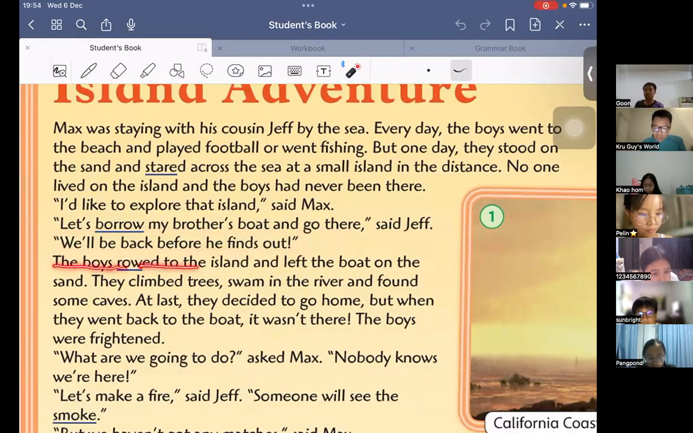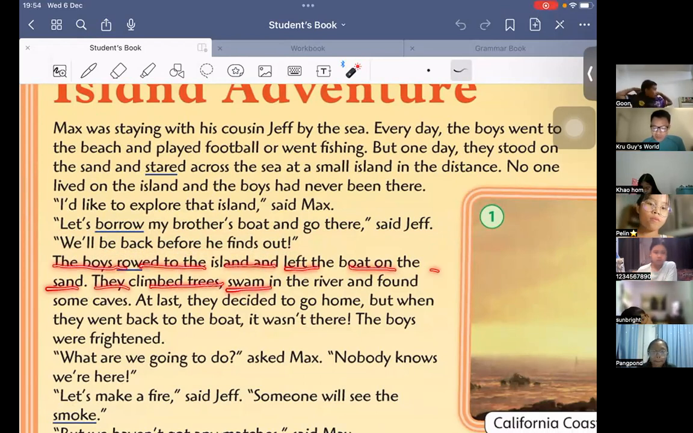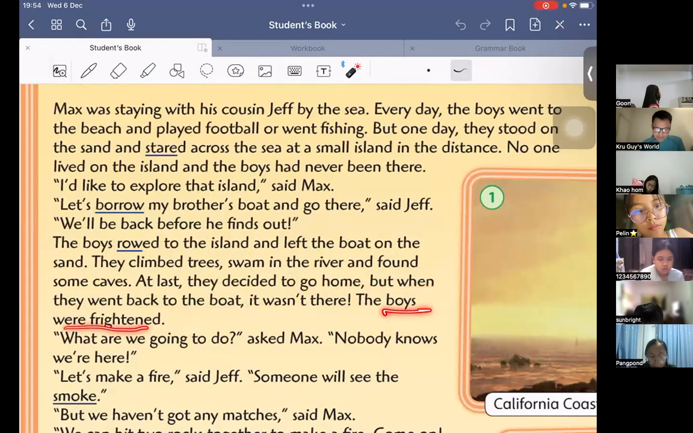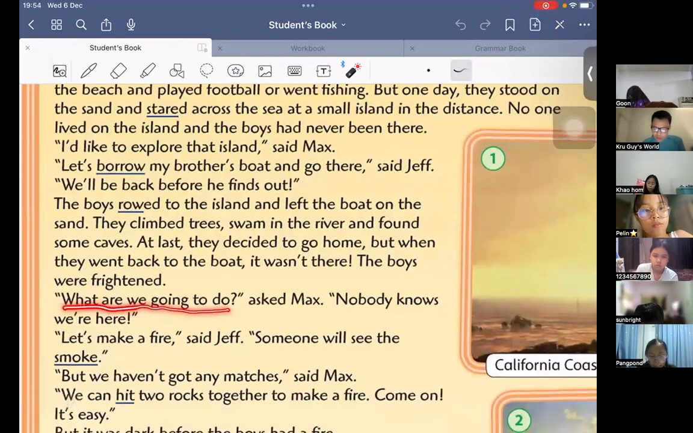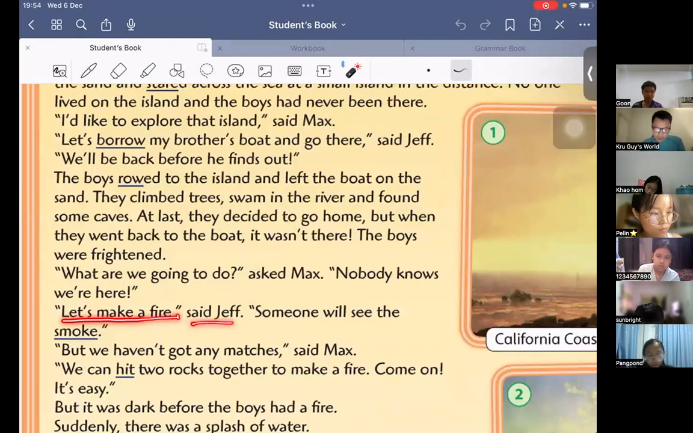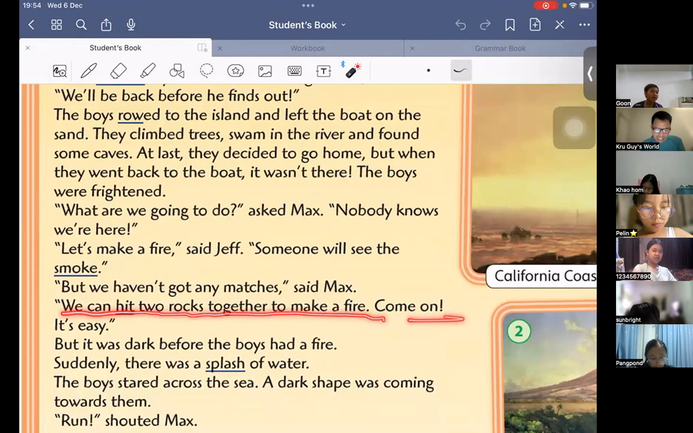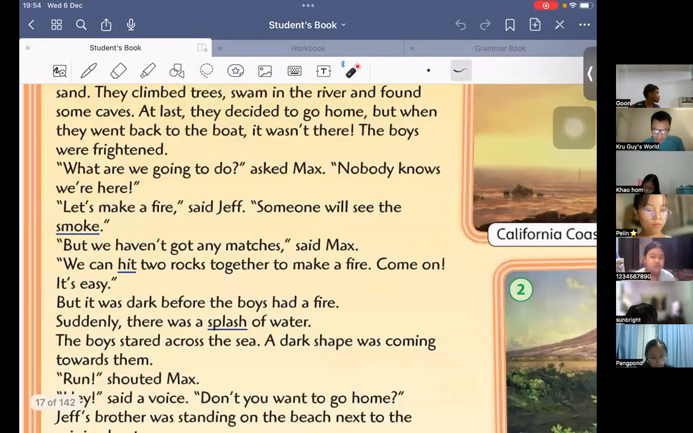The boys rowed to the island and left the boat on the sand. They climbed trees, swam in the river, and found some caves. At last, they decided to go home, but when they went back to the boat, it wasn't there. The boys were frightened. "What are we going to do?" asked Max. "Nobody knows we're here." "Let's make a fire," said Jeb. "Someone will see the smoke." "But we haven't got any matches," said Max. "We can hit two logs together to make fire. Come on, it's easy." But it was dark before the boys had a fire.